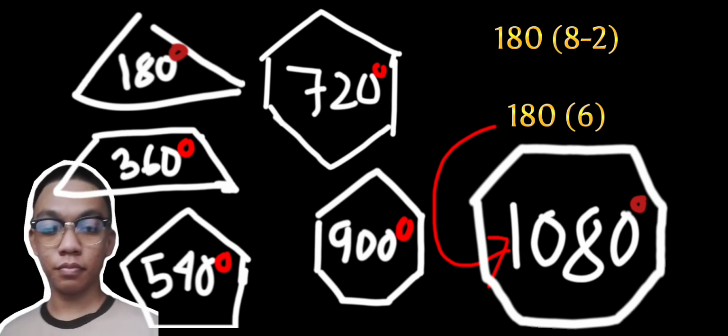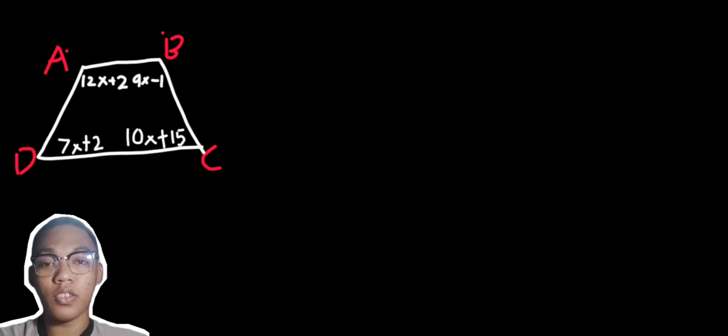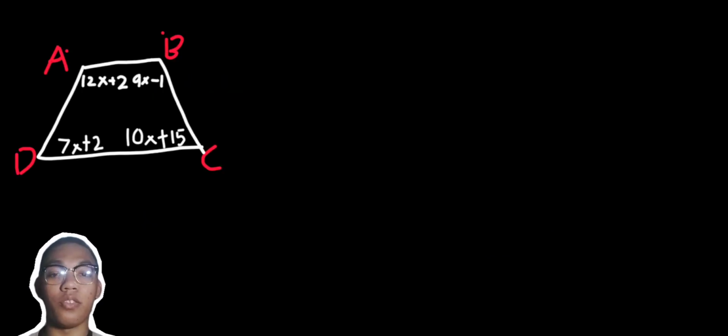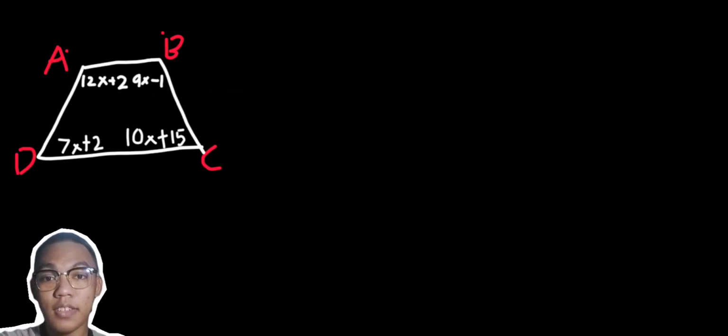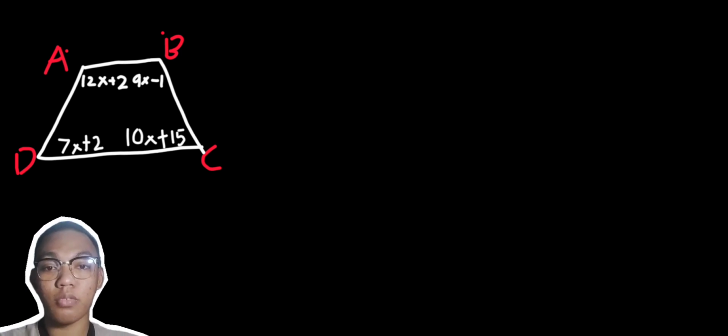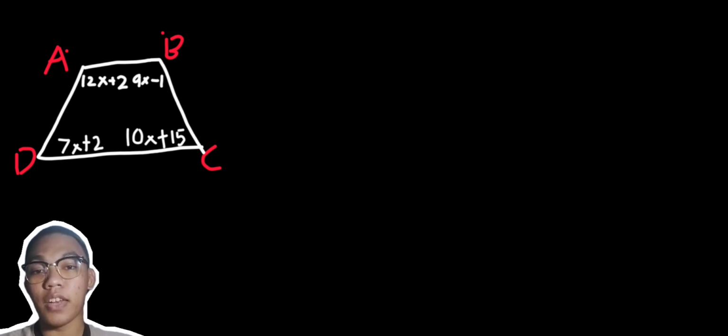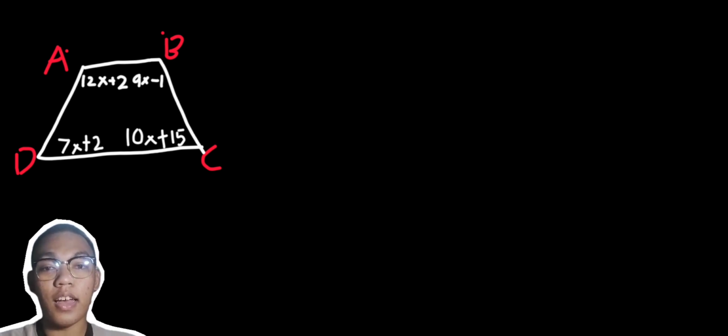Now let's work on a practice problem. So this is not a regular polygon, so keep that in mind. Now let's say this is equal to 12x plus 2. Let's call this angle A, and let's say this is B, C, and angle D. Let's say that angle B is 9x minus 1, and angle C is 10x plus 15, and angle D is 7x plus 2. So what is the measure of angle B?